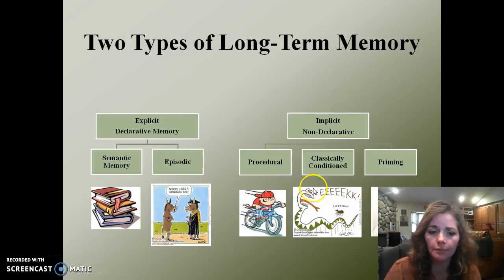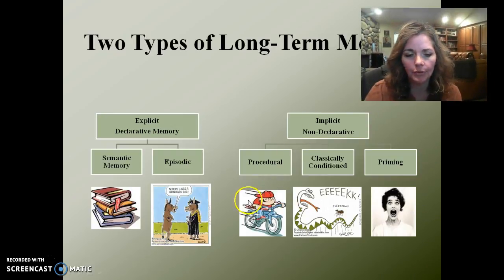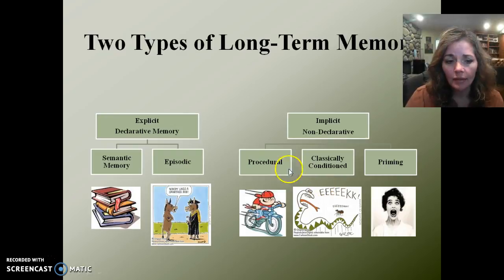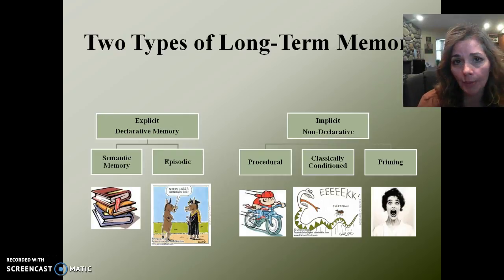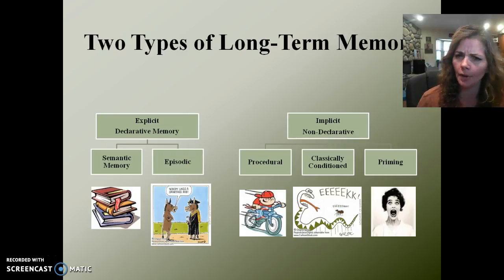Implicit and non-declarative also breaks down into three different types of memories. And so I'm just going to move out of the way so I can cover those. But the procedural memory is the how-to, the procedures. So this is the how-to memory. It also relies a lot on your muscle memory because it could be movements. It could be, how do I tie my shoes? How do I button my shirt? We don't usually consciously think about how do I button a pair of pants or how do I zip up my zipper, but our bodies automatically do it for us. It's not something we're consciously aware of or consciously controlling, so it's part of our implicit long-term memory.